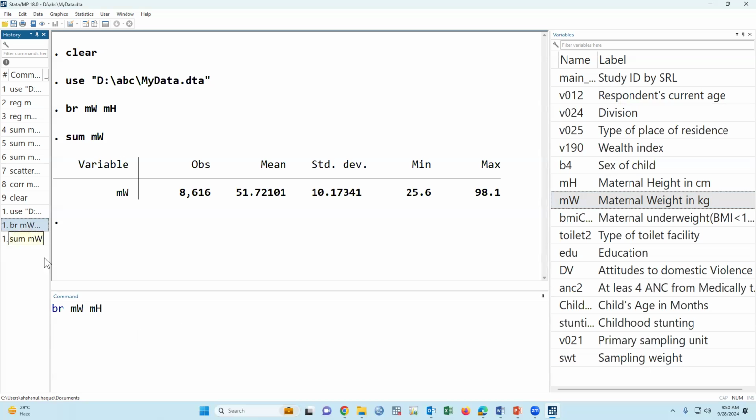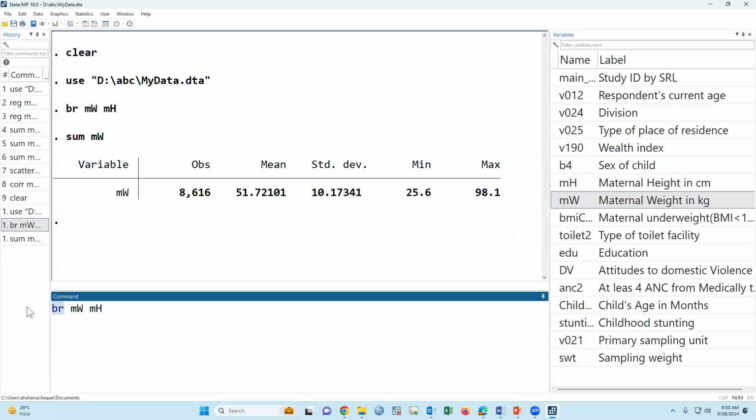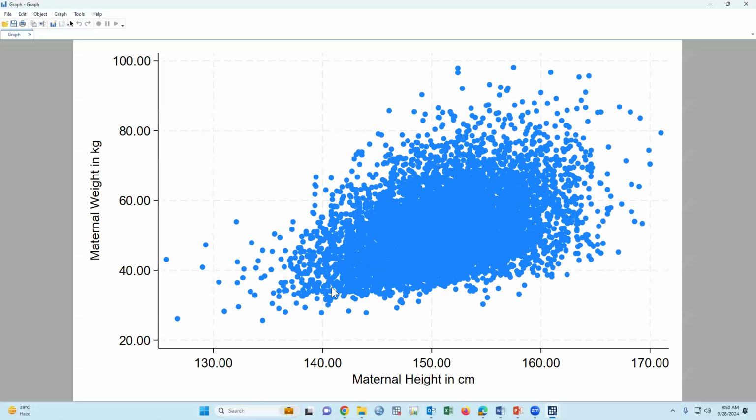So, first of all, we have to use a scatter plot. And using a scatter plot, primarily, we can identify the type of association. It is positive or negative, or there is no relationship, or not a linear relationship. So from this graph, it is clearly shown that there is a strong correlation between maternal height and maternal weight. That means if the maternal height increases, then maternal weight also increases, based on this scatter plot.